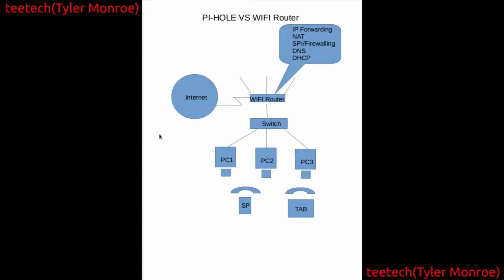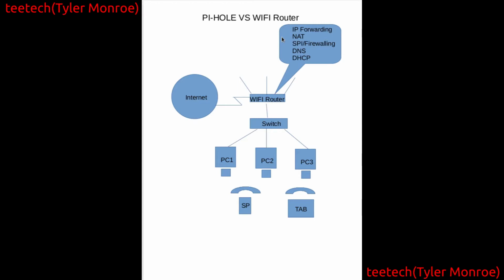Well, essentially, if you're starting right now with just a normal Wi-Fi router, and this also applies to router modem combos that you have in a lot of ISPs, what it's doing right now is actually many functions. It is doing some IP forwarding. It's also doing some NAT and SPI, so stateful packet inspection, otherwise known as firewalling. It is, in addition, doing DNS and doing DHCP.